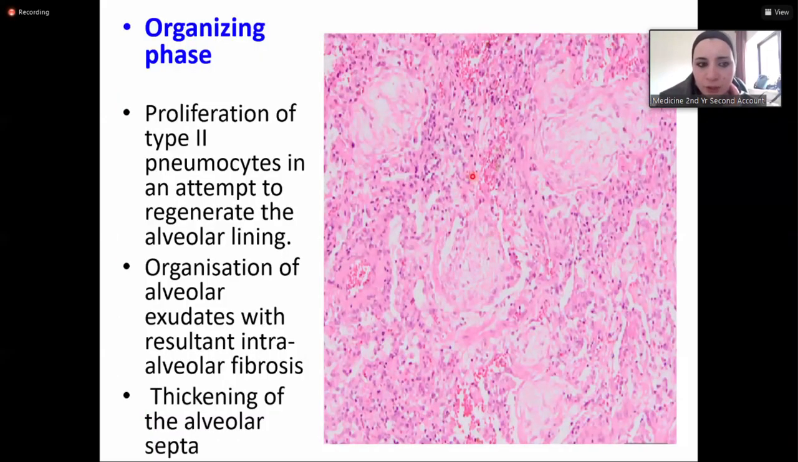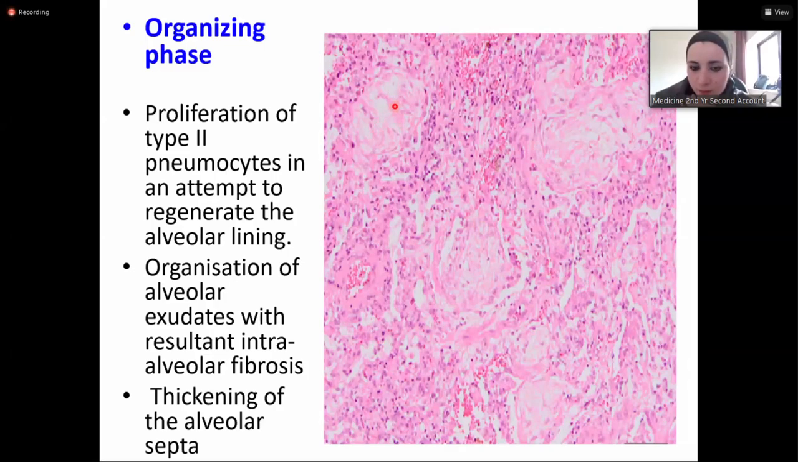The second phase is the organizing phase. There is resolution or relief of the acute phase, either resolution of the infection or removal of the inhaled toxic substances from the lungs. Type 2 pneumocytes start to proliferate in an attempt to regenerate the epithelium of the alveolar lining. There will also be organization of the necrotic material. This leads to the formation of these fibrous areas.